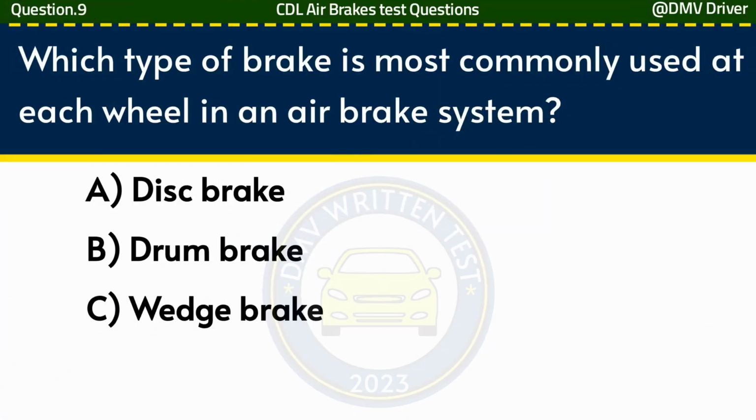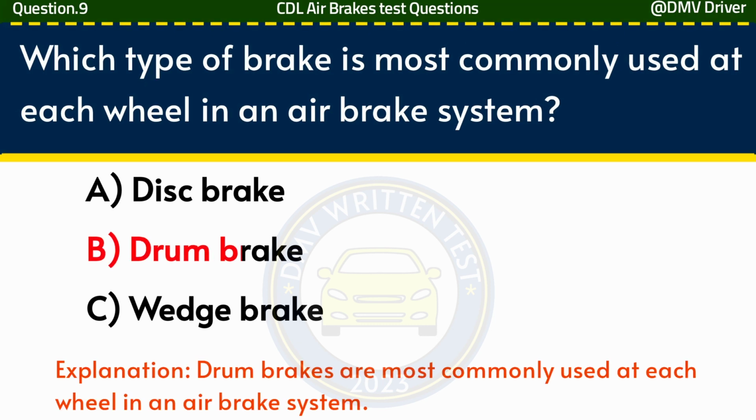Question 9. Which type of brake is most commonly used at each wheel in an air brake system? A. Disc brake. B. Drum brake. C. Wedge brake. The correct answer is option B. Drum brakes are most commonly used at each wheel in an air brake system.